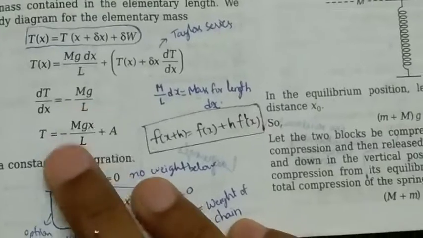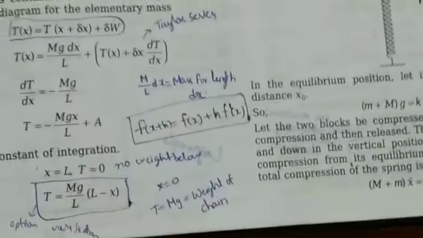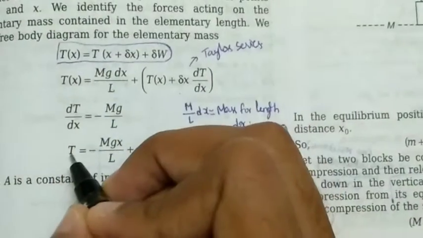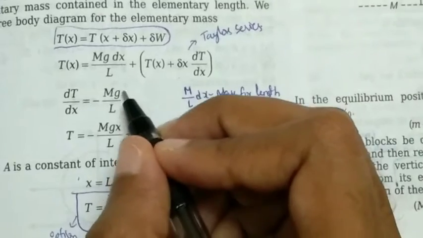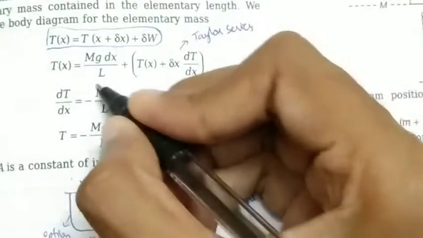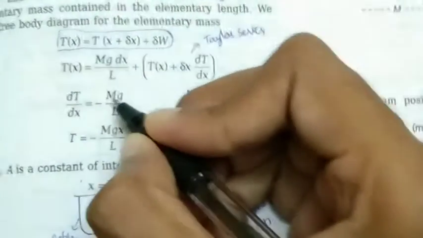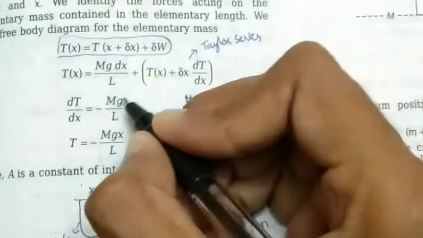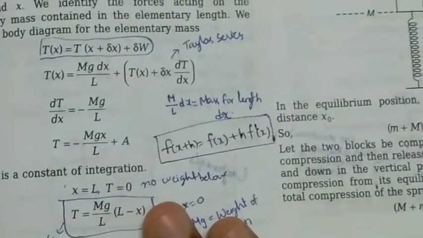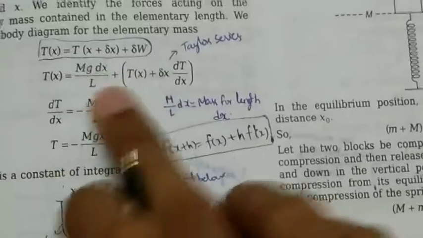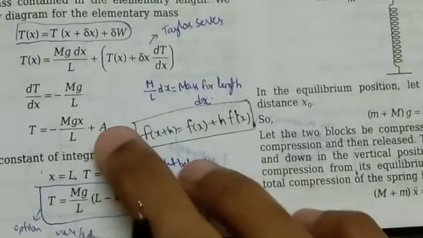Now what we have to do is integrate on both sides. So just send this dx to this side and start integrating on both sides. Integration of dt is nothing but t, and integration of minus mg by L x dx is, here mg by L is a constant, because the mass of the chain and the length of the chain are constant, and g, acceleration due to gravity, is also constant. So we take it aside. Integration of x dx is x squared by 2, and there is a constant of integration.